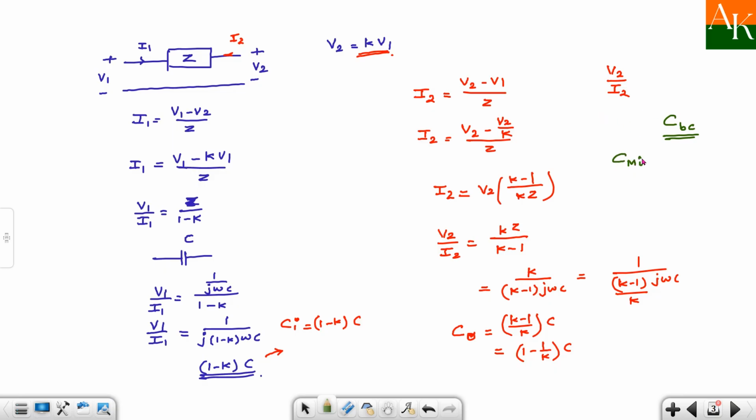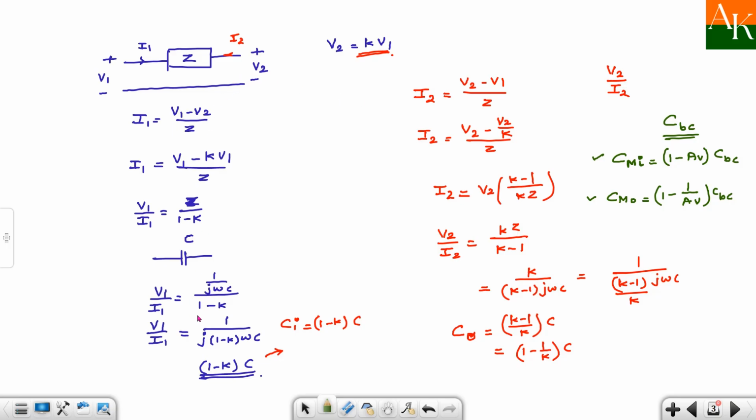So CMI, Miller capacitance at the input side. M stands for Miller and I stands for input side. That will be calculated as (1 minus K) times C. So its value will be (1 minus AV), where AV is nothing but voltage gain. Here I took K as voltage gain to derive this formula, into CBC, while the Miller capacitance at the output side will be represented as (1 minus 1 by AV) into CBC. So I will not do this derivation again, I will directly use the formula.